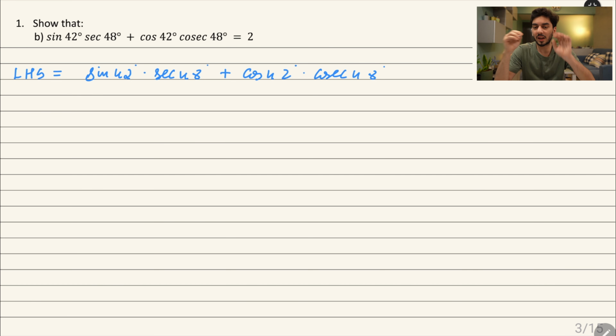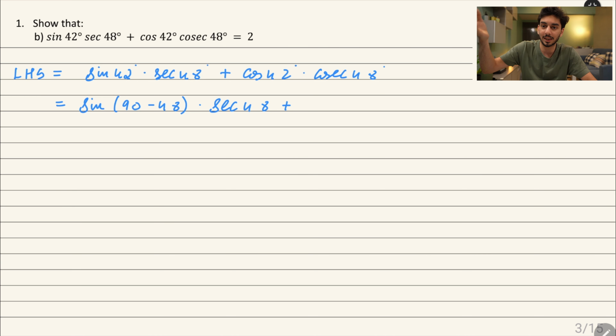Okay, I can very clearly see that 42 and 48 add up to 90, so they are complementary to each other. I'll change one of them. So can I write sine 42 as sine of 90 minus 48, because 90 minus 48 is 42? So instead of 42, I'll write 90 minus 48. I should not change the other one, so the sec 48 remains as it is.